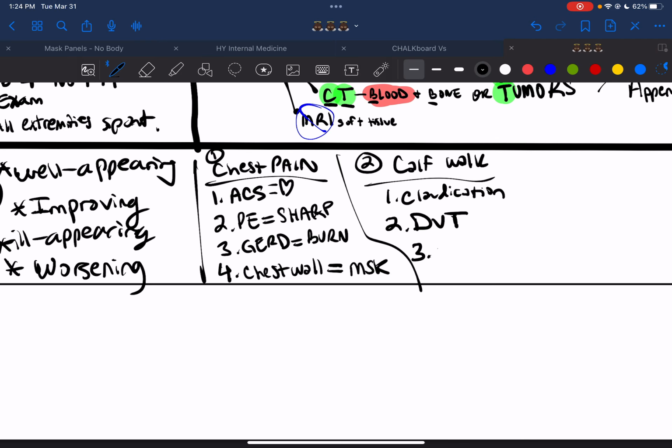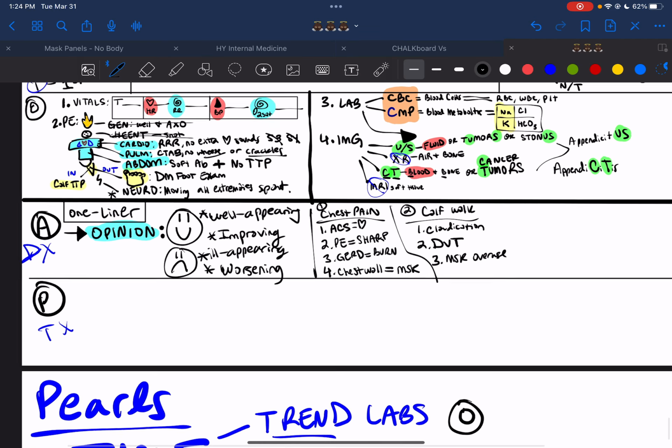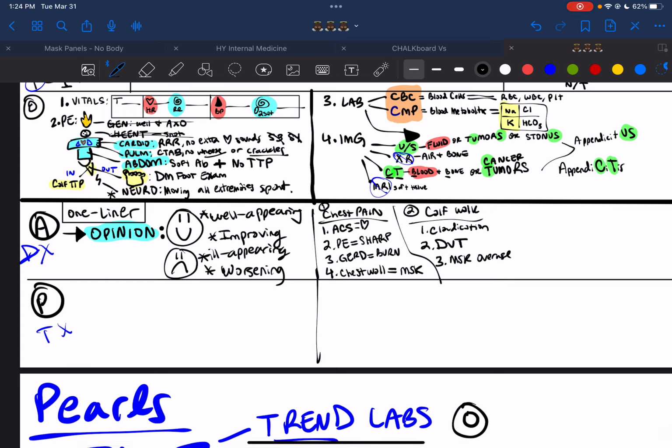Maybe it's just MSK pain, overuse, or something making a muscle sore. Okay, now we can go to the plan. What do you want to do for him? Well, in general, I want to get a CBC, BMP, right? Like I said, always getting those basic labs. I want to keep trending his labs and keep monitoring.